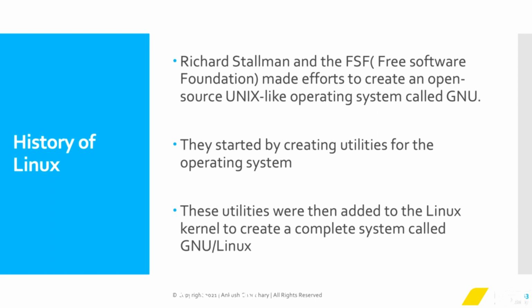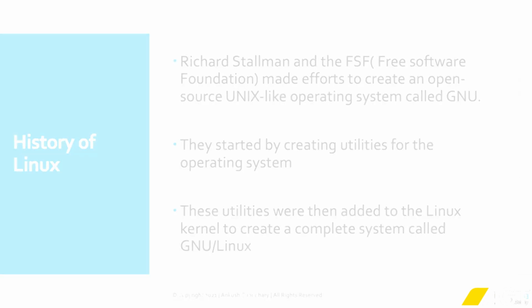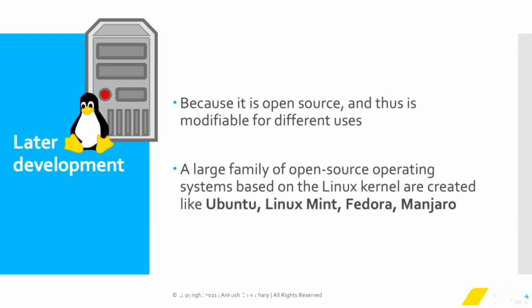Meanwhile, Richard Stallman of FSF, or Free Software Foundation, was making efforts to create a Unix-like operating system also. So he was creating utilities for operating systems, for a Unix-like system. Later, both of them combined their efforts and they came up with the Linux operating system as we know it today. Because Linux was open source, a lot of developers picked its kernel and created their own operating system. Soon, the market was flooded with a lot of operating systems which were based on Linux.